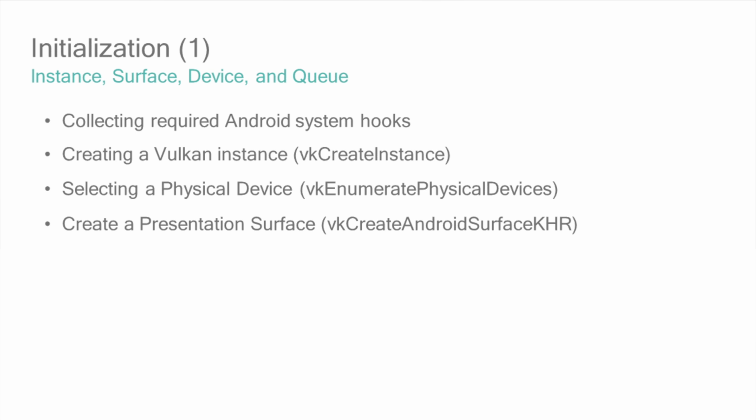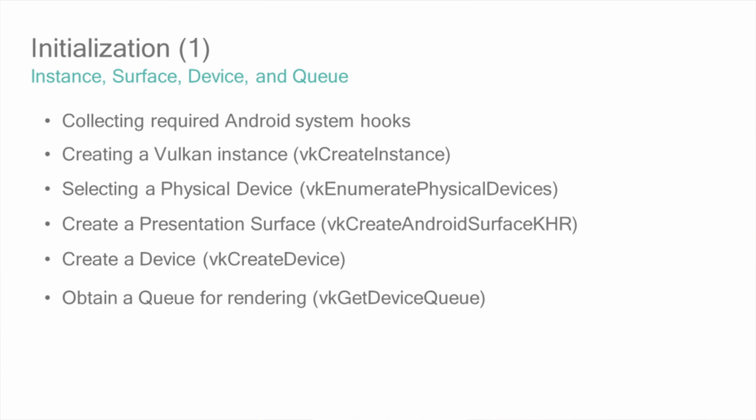We then create the presentation surface using the Android native window that was passed in. We create the Vulkan device, an abstraction of the physical device on our hardware. We make sure that the VK_KHR_swapchain extension name is available on the device. We then obtain a queue that we'll use when we submit our Vulkan rendering commands.